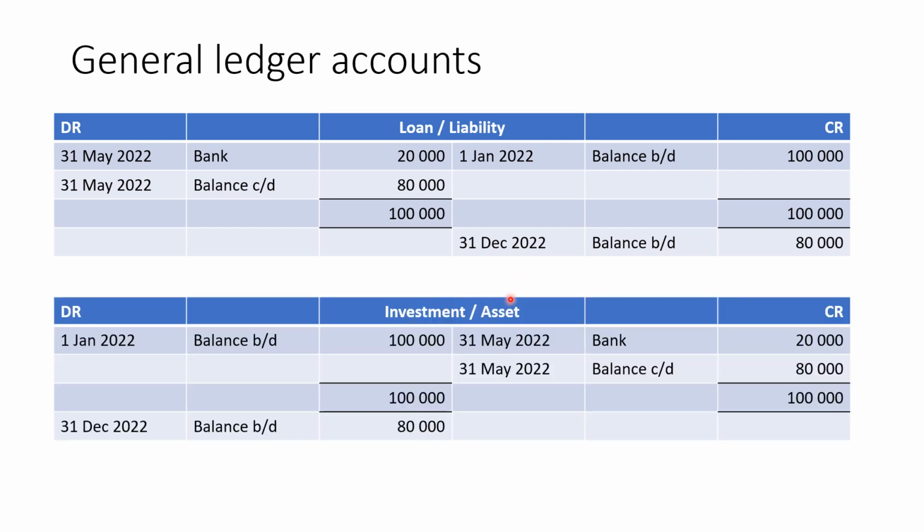If this was an investment or an asset, then it would have an opening debit balance at the 1st of January, and that balance would reduce 5 months into the year on the 31st of May. We did this journal entry already where we debit bank and credit the asset. So the asset is reduced by 20,000. So from the 31st of May onwards, the balance becomes 80,000 until the end of the year. So that's what the general ledger account would look like if you had a loan or you had an investment, and this is the capital portion. There's no interest included in these ledger accounts.